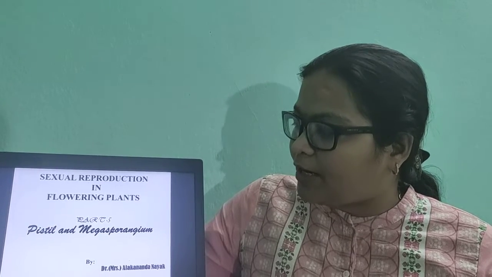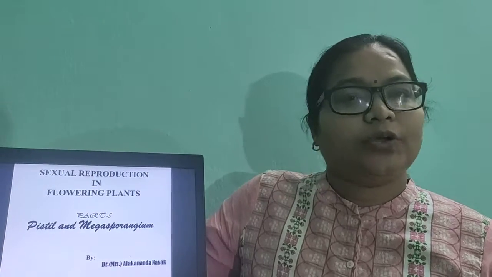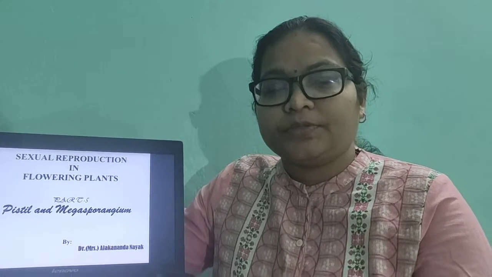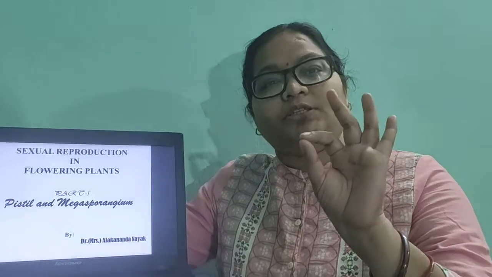Dear children, here we will discuss the chapter Sexual Reproduction in Flowering Plants, in which we will discuss pistil and the megasporangium. Before this, we have already discussed the flower, which is the reproductive organ of the plant, and the stamen, which is the male reproductive part, the structure of the anther, in which the pollen grains are produced, the male gametophyte or the pollen grain, right?